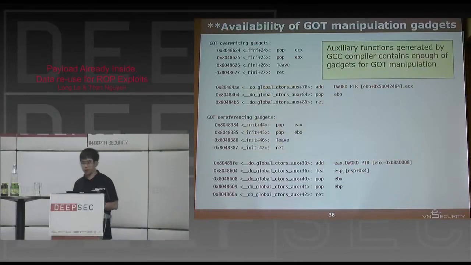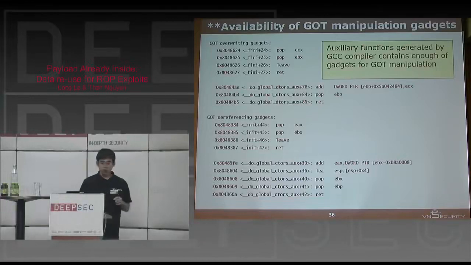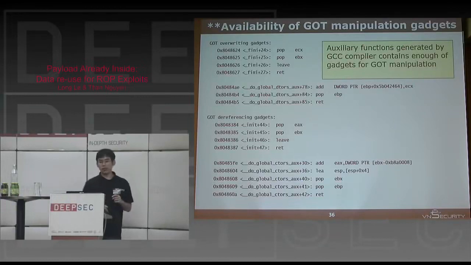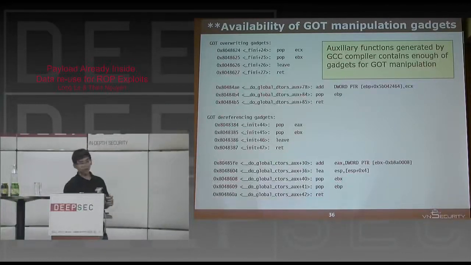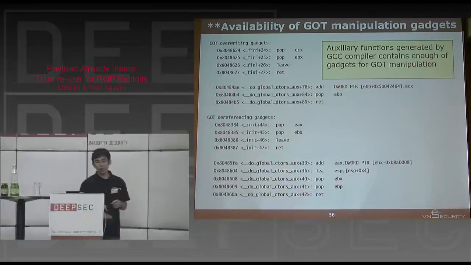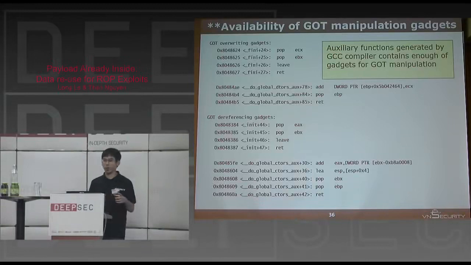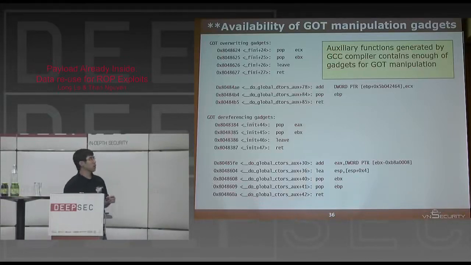So the question of all of this is, what is the availability of the GOT manipulation gadgets? Actually, this is available in the auxiliary functions generated by the GCC compiler, which means any program you compile with GCC will have this. So we do have enough gadgets to do the full stage 0 payload, and it's available in all binaries compiled by GCC, which is pretty good.